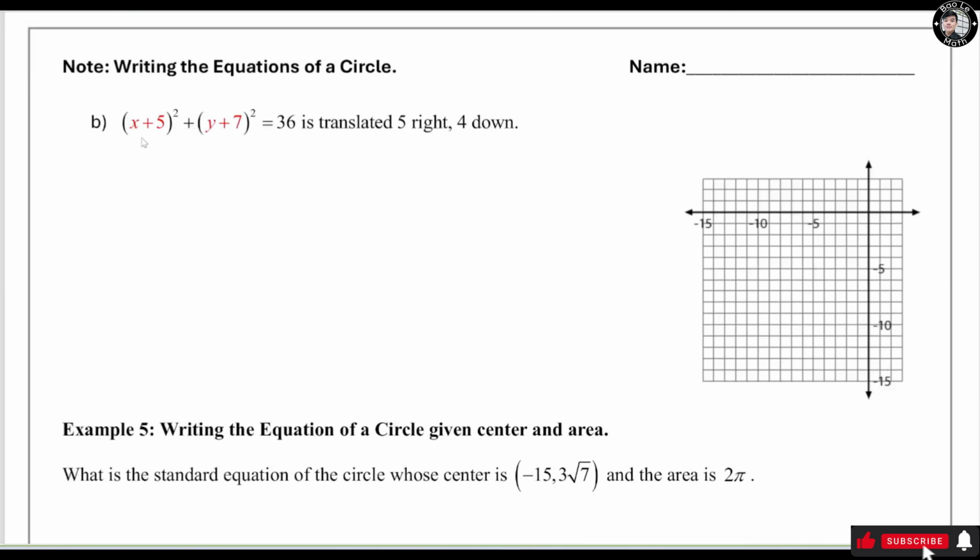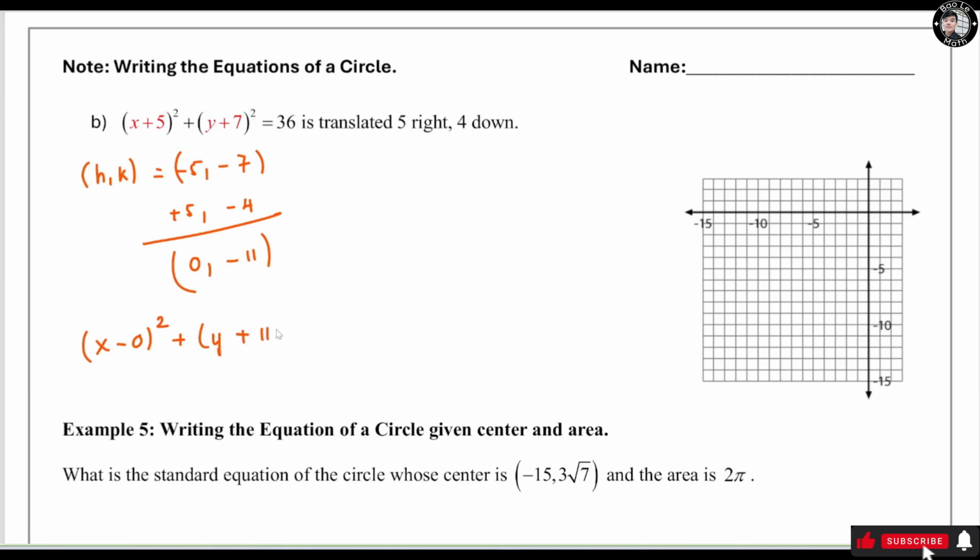Now question B, similar. So we're going to have h and k. It's going to be negative 5, negative 7. So we're going to translate 5 units to the right, so we're going to add 5 over here, and 4 units down, subtract 4. So negative 5 add 5 is 0, and negative 7 subtract 4 is negative 11. This one is the new center. So the new equation should be (x minus 0) squared plus (y plus 11) squared equals 36, right?